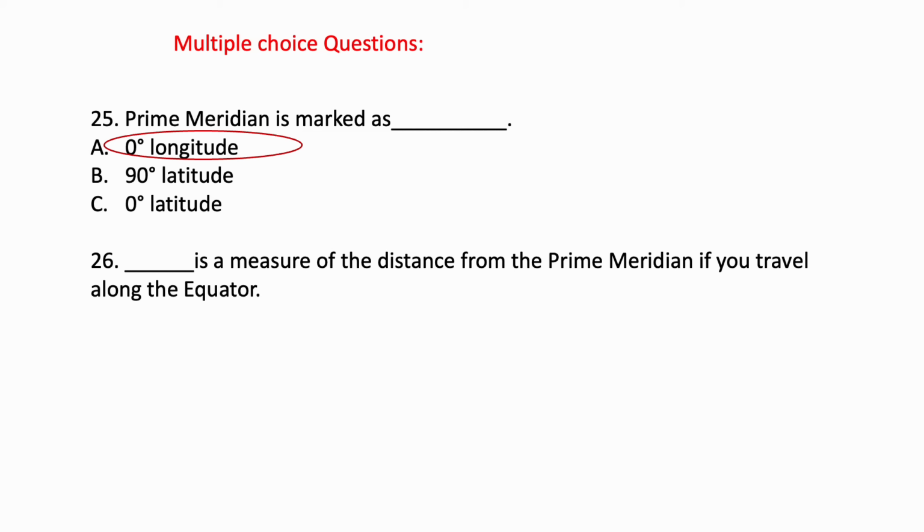Next one, dash is a measure of the distance from the prime meridian if you travel along the equator. Option A, longitude. Option B, latitude. Option C, Tropic of Cancer. Correct answer is option A, longitude. Longitude is a measure of the distance from the prime meridian if you travel along the equator.